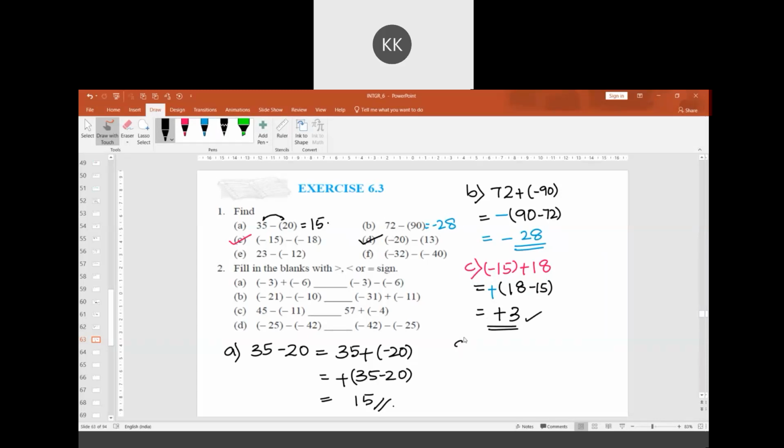For D, it is minus 20. Instead of minus, I will take plus and the opposite of this 13, which is minus 13. Now they become like integers. So minus 20 added to minus 13 will be minus 33.